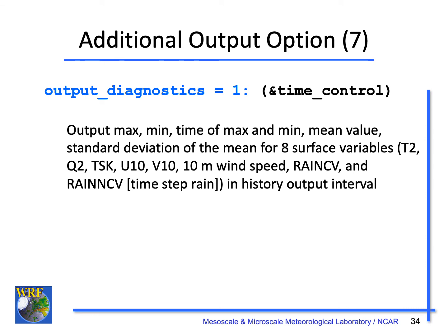The data goes to the standard history file as well as output stream 2. The model also has some additional output targeted for climate runs. One of these is output diagnostics. This option computes the maximum, minimum, time of the maximum and the minimum, the mean, and the standard deviations of 8 surface variables listed on this slide in the history output interval. And the output goes to stream number 3.